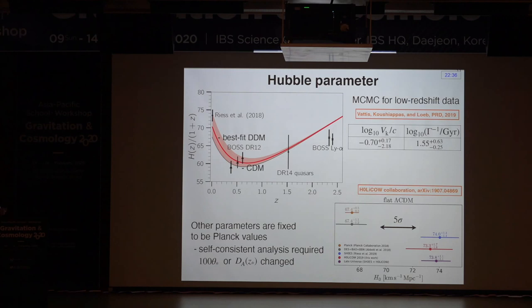But if you introduce this decaying dark matter and do the Monte Carlo analysis for these data sets, then this red line gives you the best fit evolution of the expansion rate. At high redshift, there is no difference from the original CDM. But in between, it improved the fitting to this BAO measurement a bit, and drastically improved the fitting to the low redshift H-naught data.